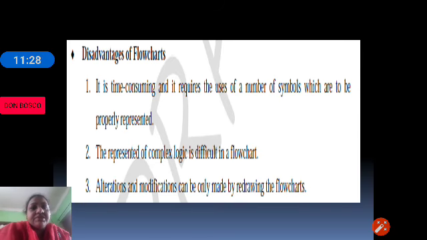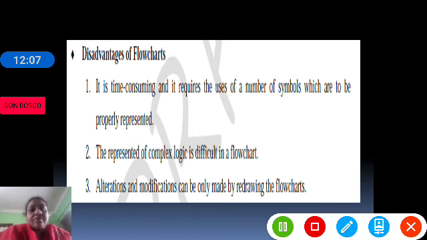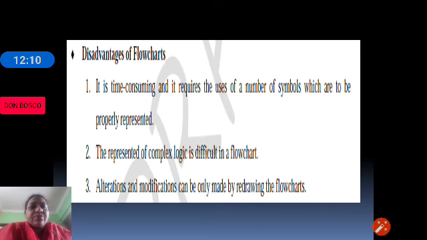Then the second problem is, if a problem is complicated, sometimes it becomes difficult to represent the logic of the complicated program. So we say that the representation of complex logic is difficult in a flow chart. After drawing a flow chart, if any modification or alteration has to be done, the entire flow chart has to be redrawn. We have to redraw the entire flow chart. So there are three disadvantages of flowcharts.